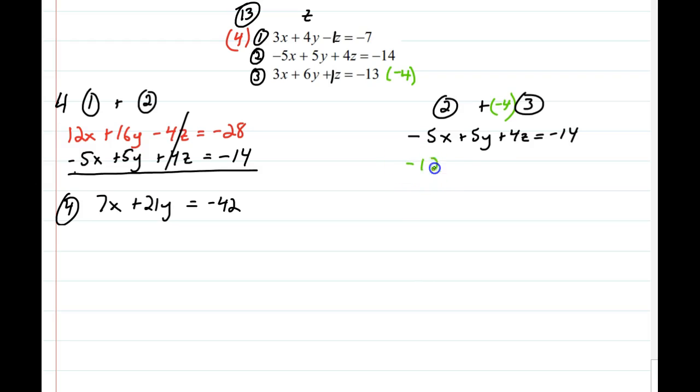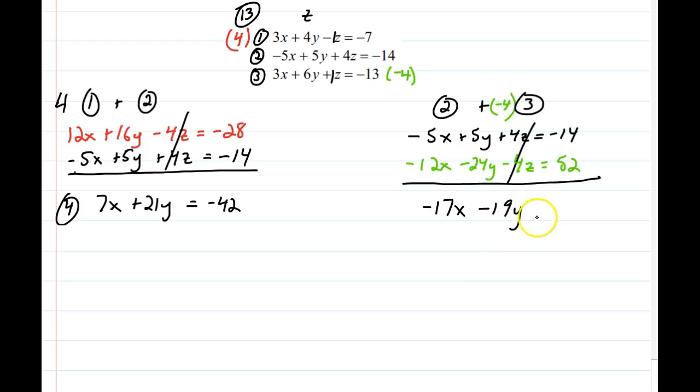So it's going to give us negative 12x minus 24y minus 4z, and 4 times 13 is going to give me a positive 52. So I have my z's that are opposite, so they're going to go away. So I get negative 17x minus 19y, and that's going to equal positive 38. Again, if you're not good with your negatives, just do negative 14 plus 52. Okay, so that's going to give me equation 5.